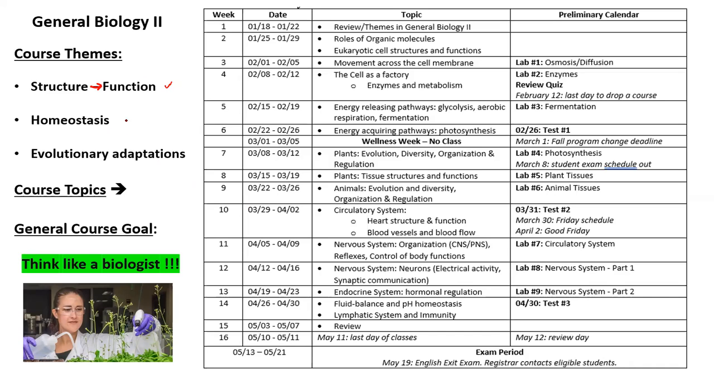What about homeostasis? What was that about? Someone else maybe wants to volunteer. I can try. It's the process of trying to achieve a balance. Okay. Yeah, very good.